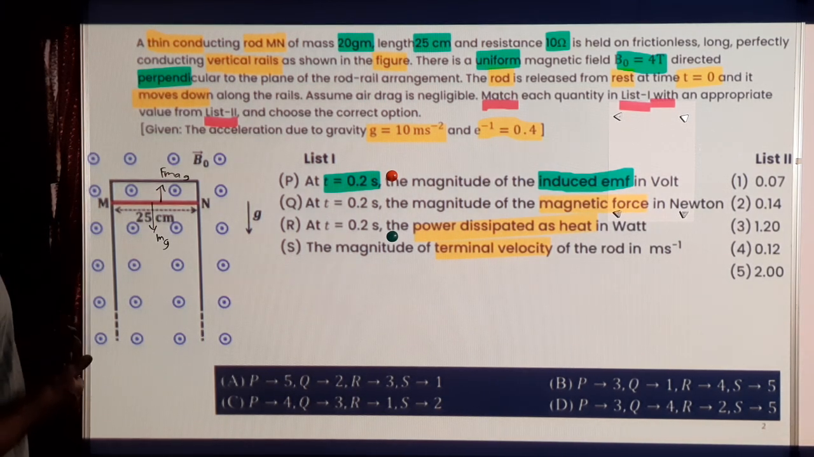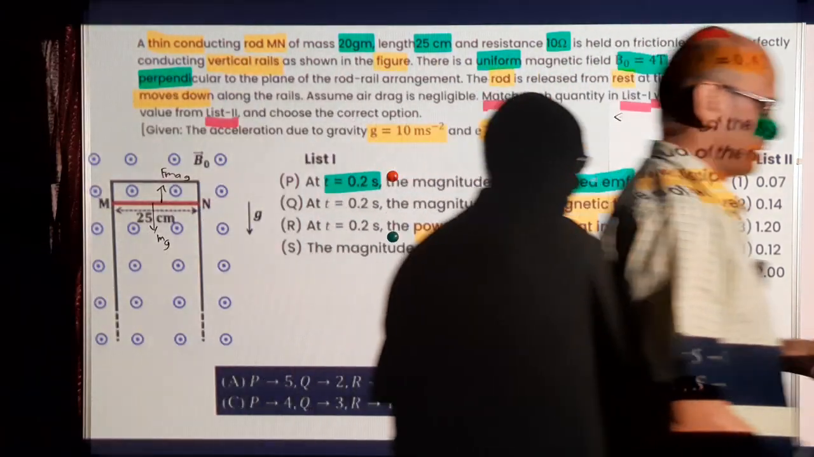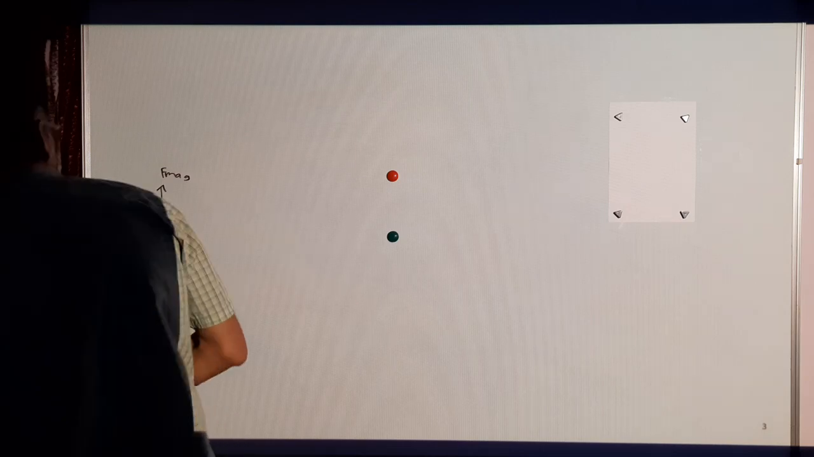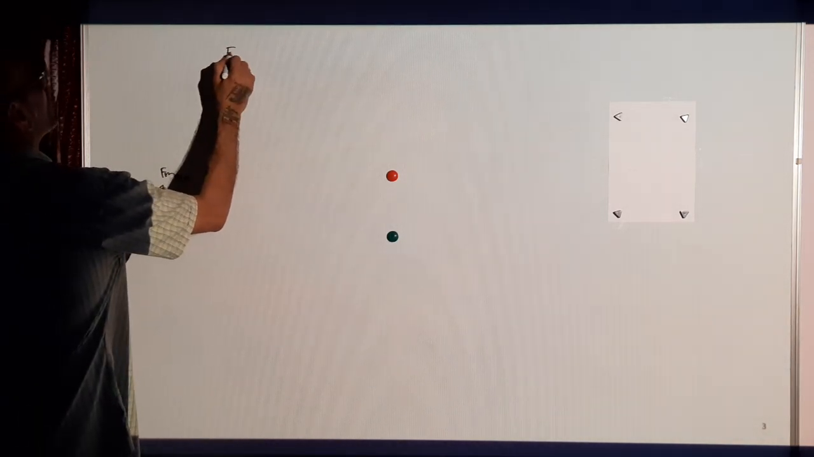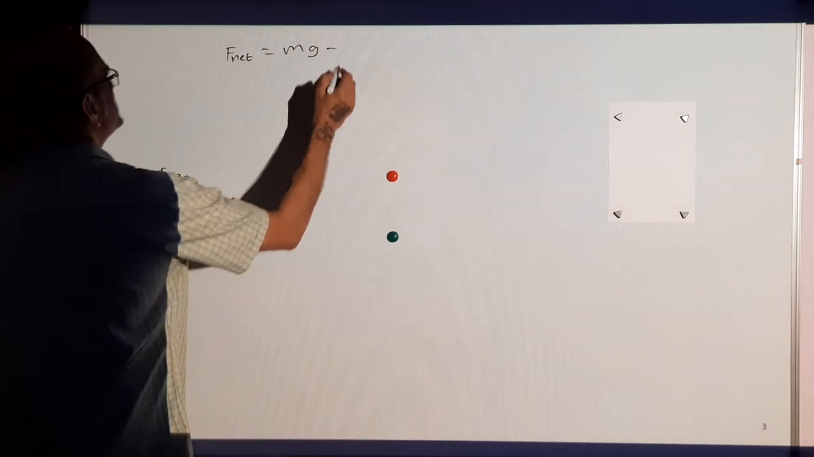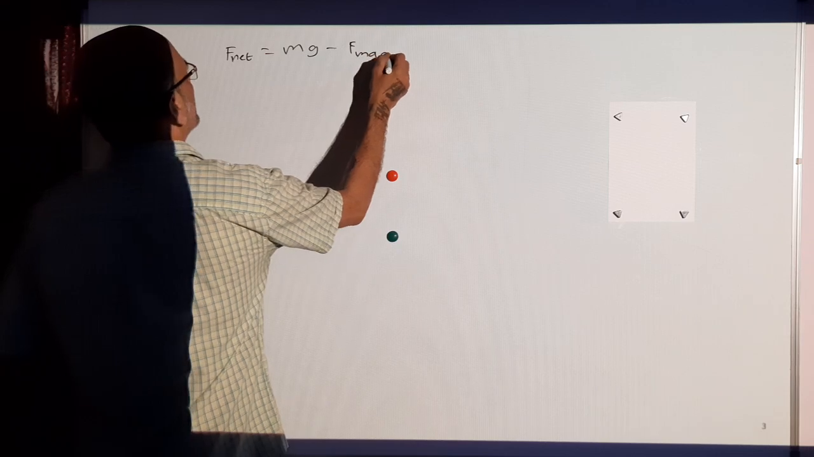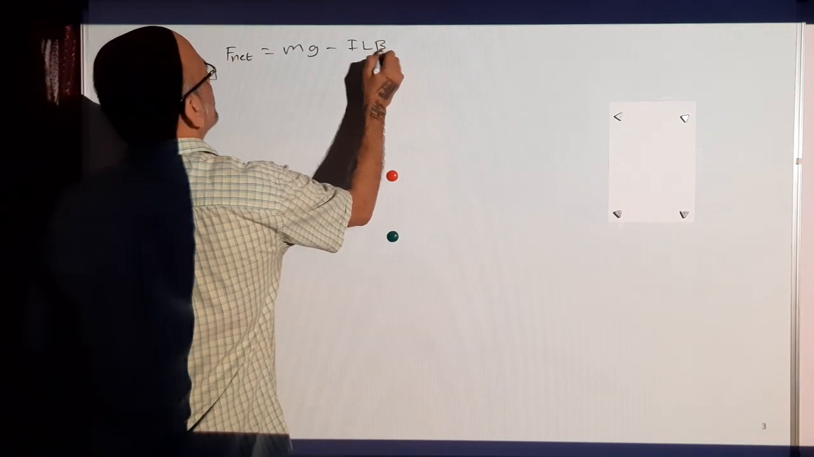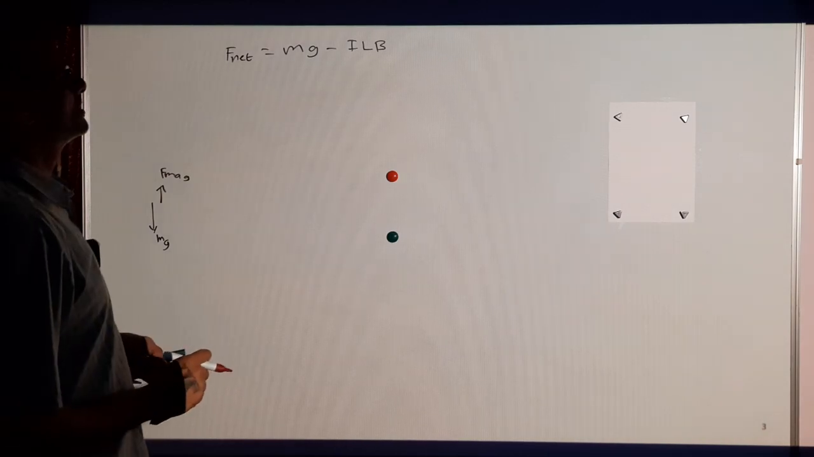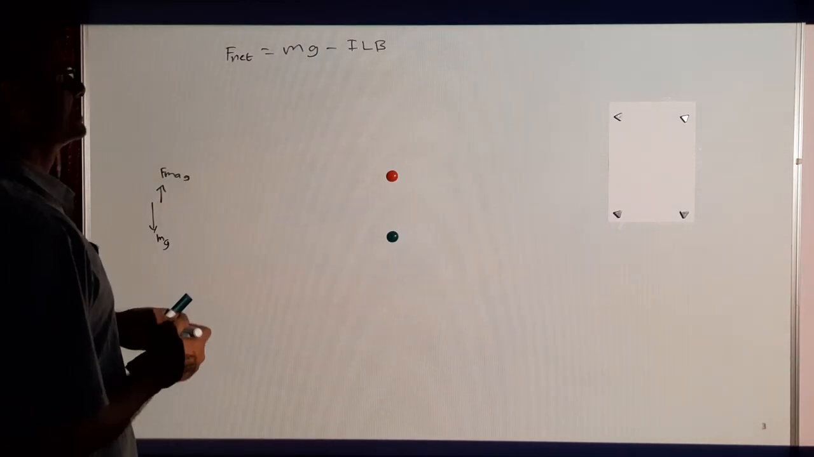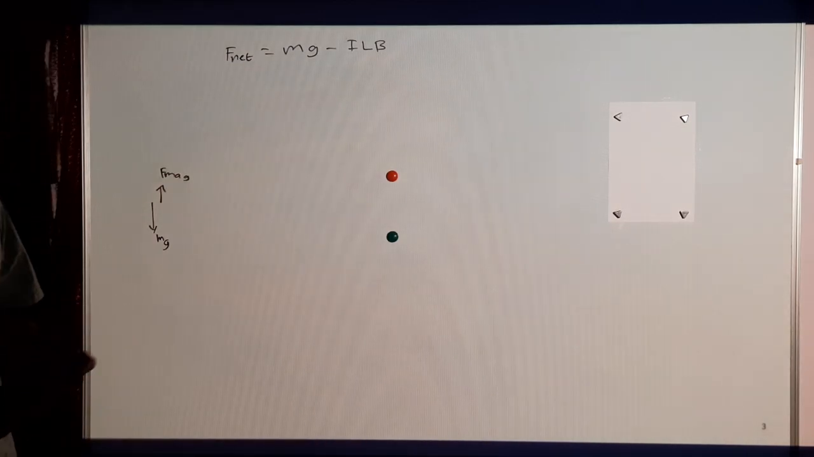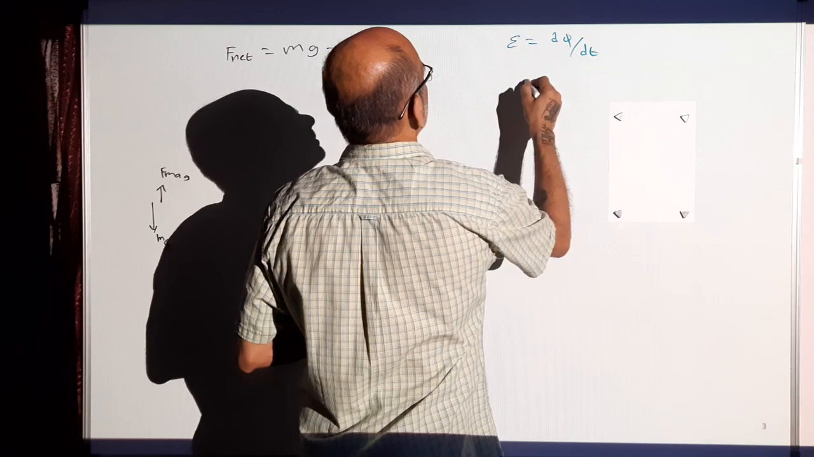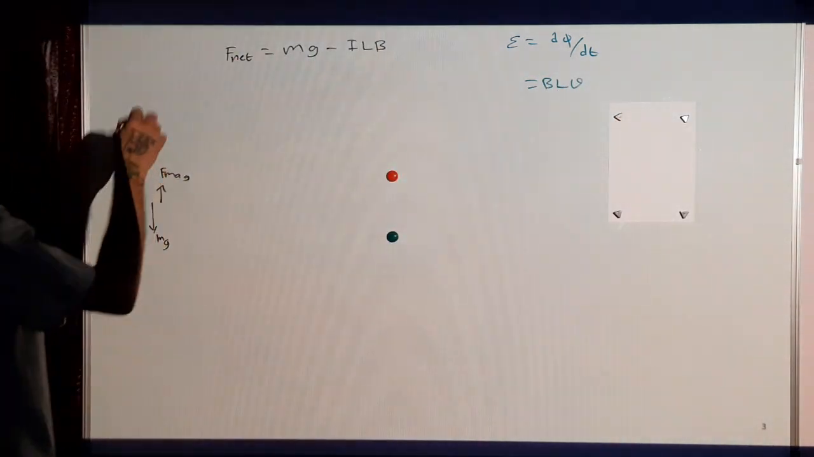So the net force acting on the rod is mg minus the magnetic force in the downward direction. So the net force is mg minus magnetic force, which is ILB. This comes from I dL cross B, and the angle between I and B is 90 degrees, and over the entire length it is ILB, and that basically comes from the Lorentz force. And induced EMF is d phi by dt, which is BLV. The V is the velocity of the rod which is falling down.